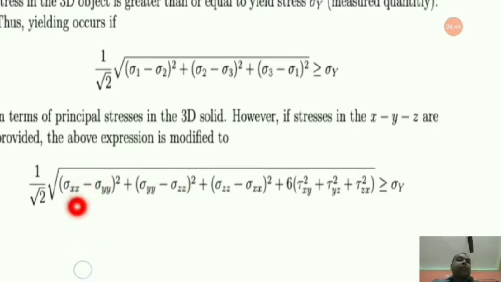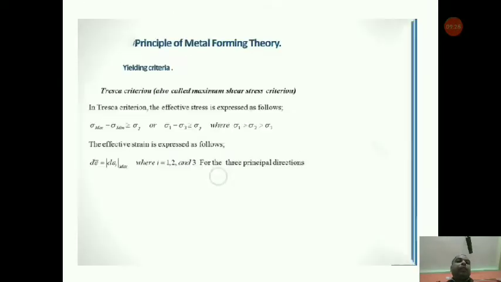So (sigma xx minus sigma yy) squared plus (sigma yy minus sigma zz) squared plus (sigma zz minus sigma xx) squared plus 6 times, this one, look, I was talking about, (tau xy squared plus tau yz squared plus tau zx squared). Okay, on mutually perpendicular axes only shear stress is present. That's why they are giving tau xy, not xx, that is the normal stress, and this one is the shear stress. So this whole thing under root, divided by root 2, should always be greater than or equal to sigma y, that is the yield stress. So those are the two criteria, very important.